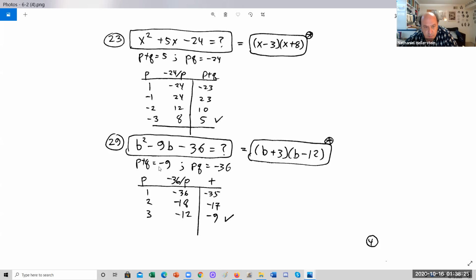B squared minus 9b minus 36. Okay, the sum is -9. The product is -36. So P, Q is -36 over P, and we look at their sum. P is 1, Q is -36, sum is -35, not quite. P is 2, Q is -18. Oh, no, really? This should be a 16.